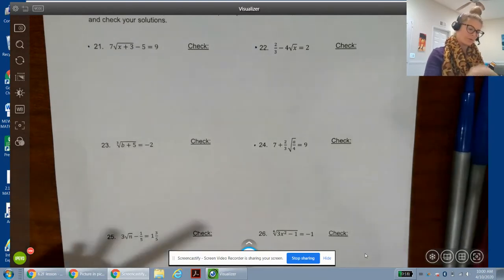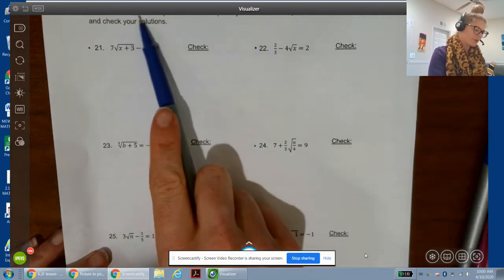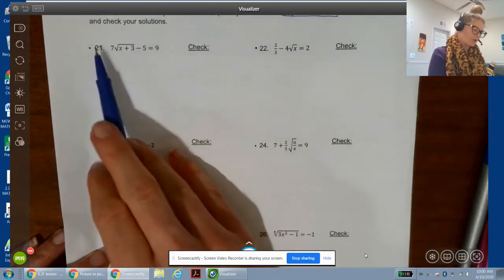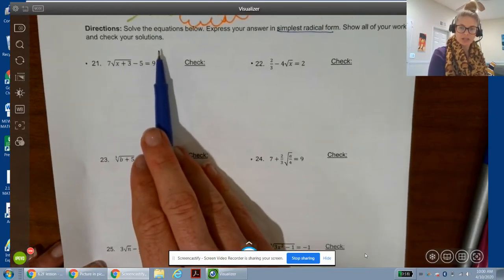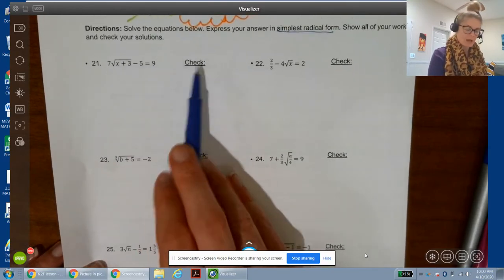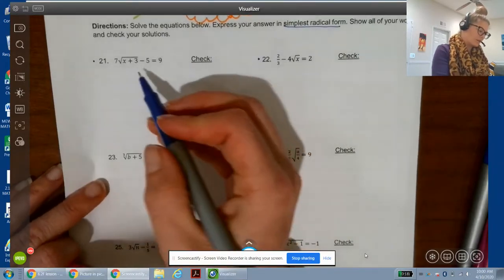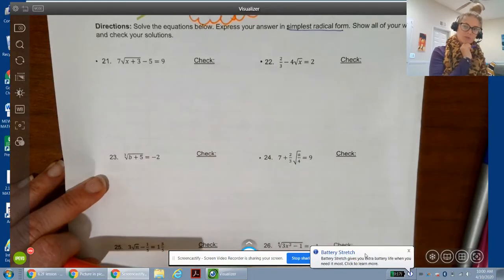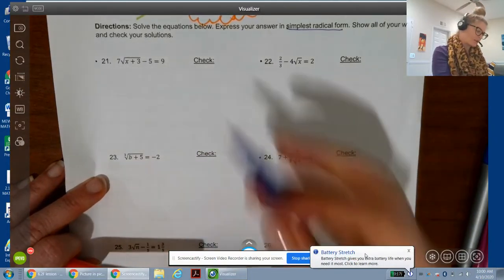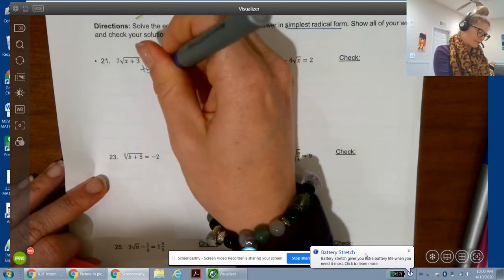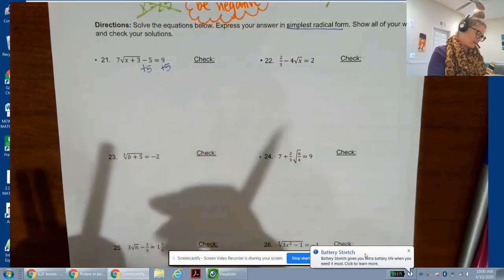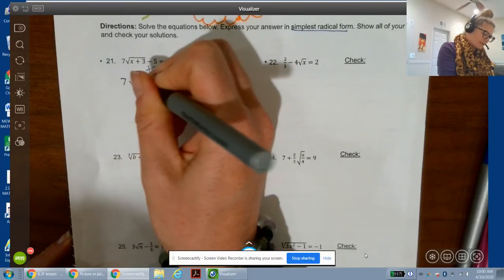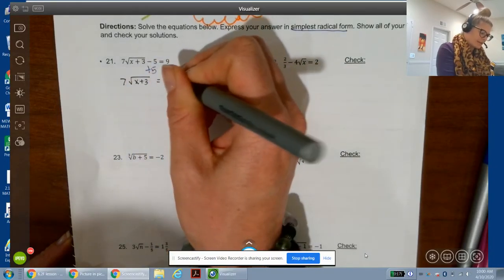So directions, super important. Always read the directions. Solve the equations below. Express your answer in simplest radical form. Show all your work and check your solutions. Check your answers. I even gave you a little check spot. So first of all, we need to isolate our radical expression. Should you undo multiplication or subtraction first? Always undo the subtraction first. Add 5 to both sides. From here, I have 7 square root of x plus 3 is equal to 14.